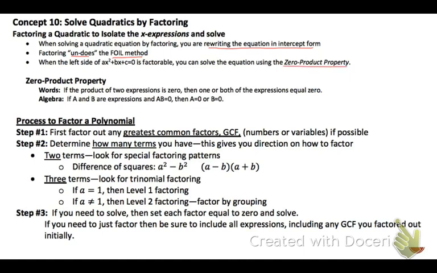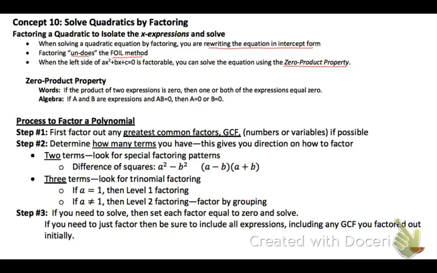And then finally, after you have factored a quadratic, we can set those factors equal to 0 and solve using the zero product property. So the zero product property in words is if the product of two expressions is 0, then that means one or both of those expressions need to equal 0. So in algebra, if you have two things multiplying together like a and b, and they equal 0, then you set a equal to 0 and b equal to 0 and solve both of them.